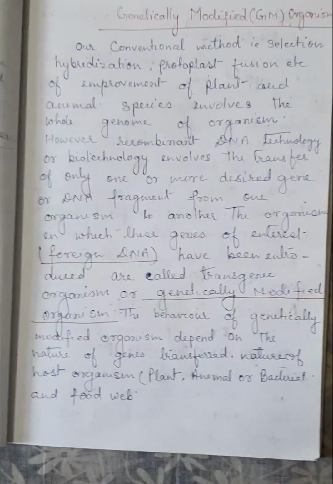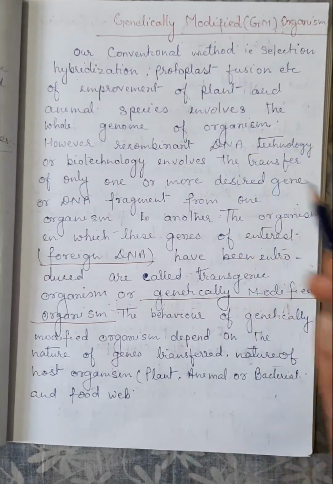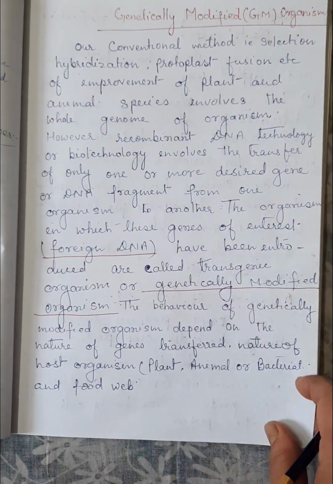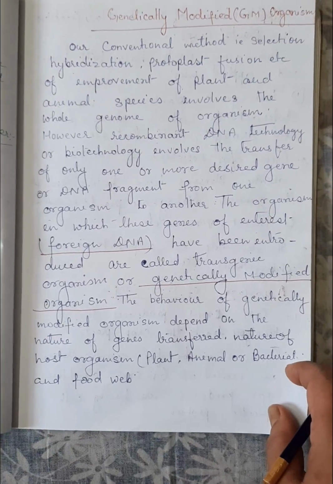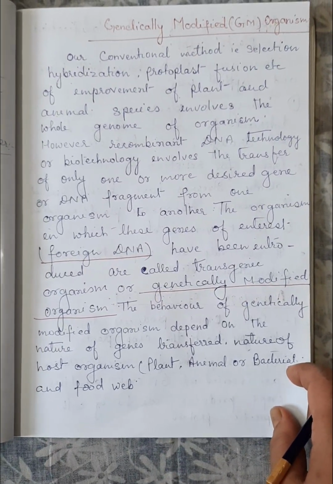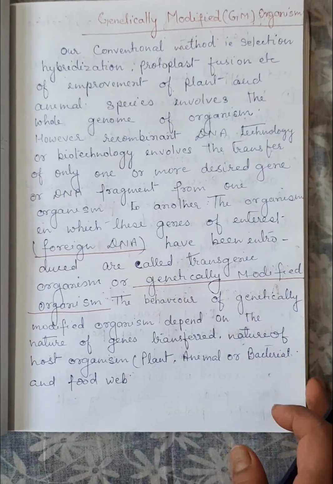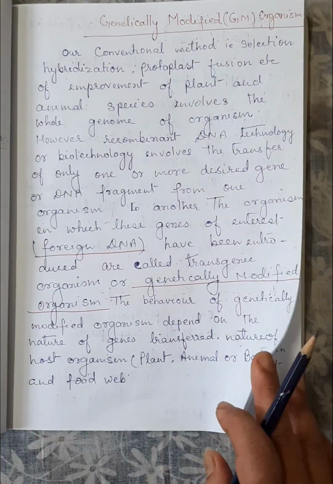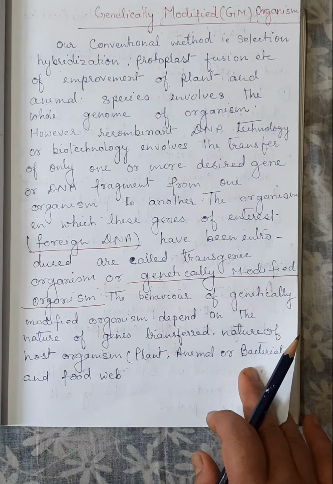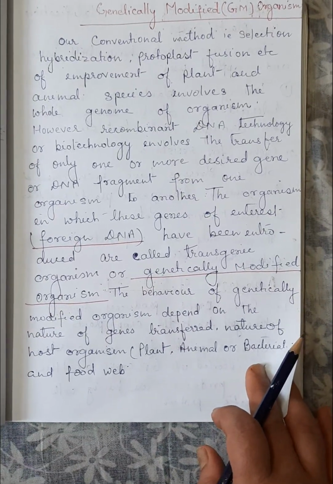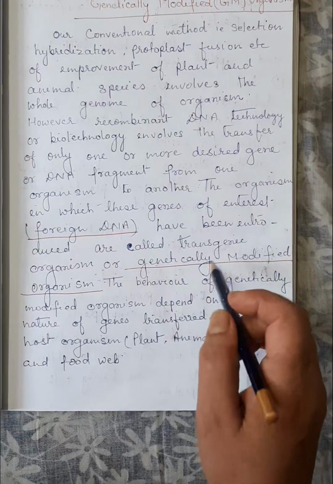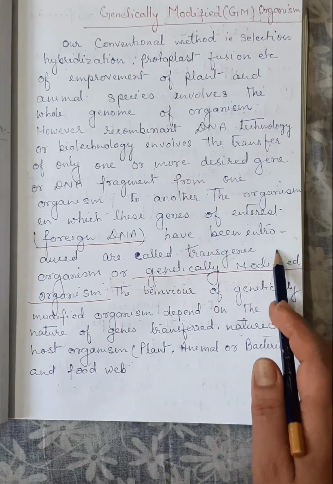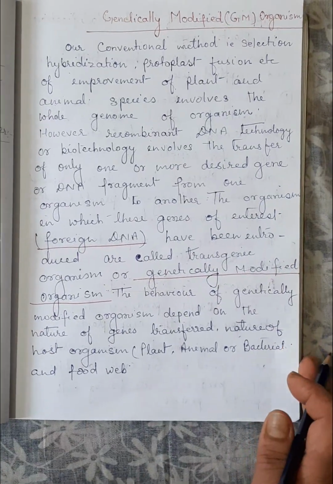Our conventional methods, for example selection, hybridization, protoplast fusion, etc., of improvement of plant and animal species involve the whole genome of the organism. However, recombinant DNA technology or biotechnology involves the transfer of only one or more desired genes or DNA fragments from one organism to another. The organism in which the genes of interest, for example foreign DNA, have been introduced is called a transgenic organism or genetically modified organism.